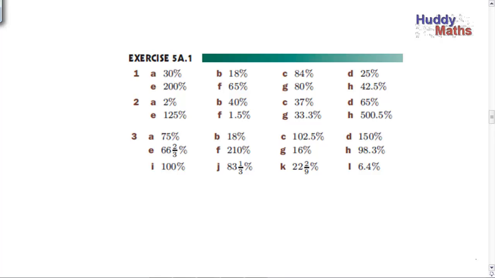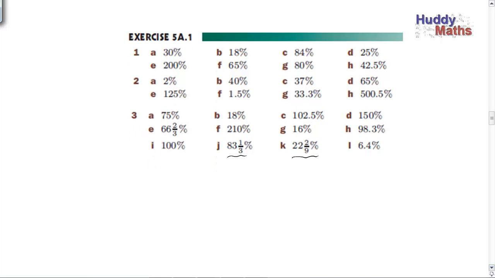Okay, so check your answers and see how you go. Remember question 3, they have to be exact. All right, so you've got a couple of fractions to watch there. All right, let's move on now and see what the next thing is we can do with percentage.